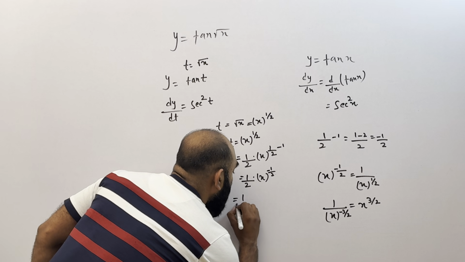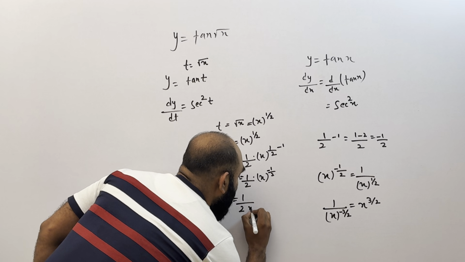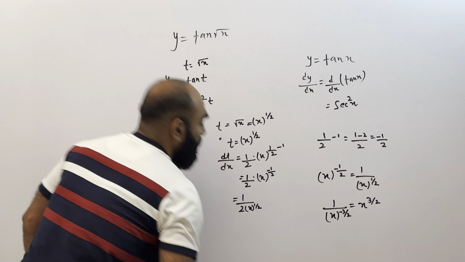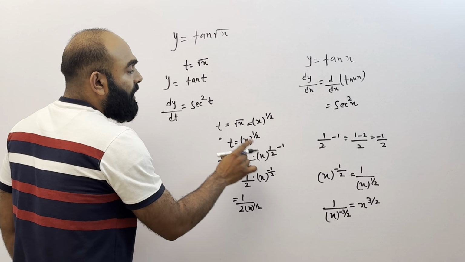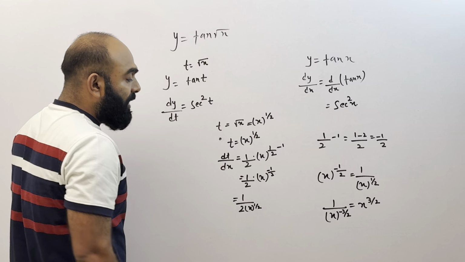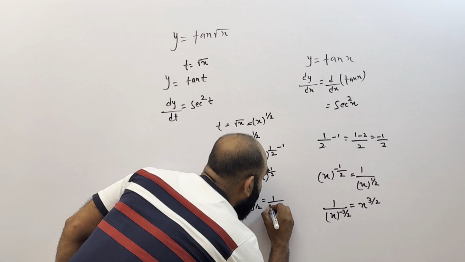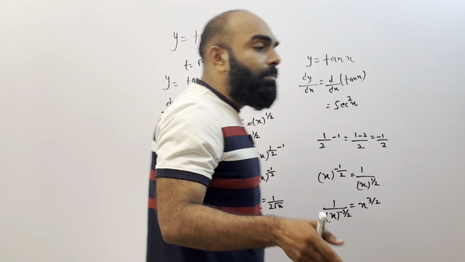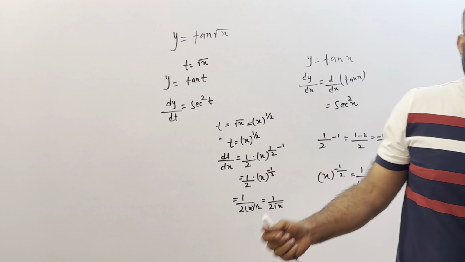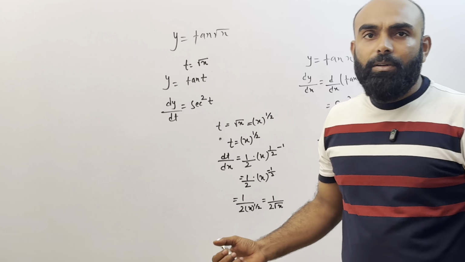So what can I write? I can write here 1 by 2, and this will become x to the power 1 by 2. Now x to the power 1 by 2 is nothing but root x. Root x is written as x to the power 1 by 2. So I can write 1 by 2 root x. And I also advise you to remember this one, because these are the basic differentiations we are doing right now.